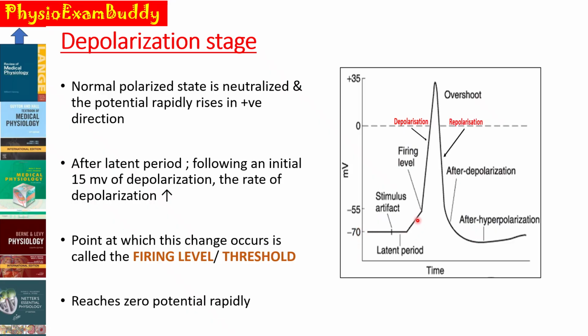The rate of depolarization is basically slow. But after this 15 millivolt, you can see here that the rate of depolarization sharply increases and the point at which this change occurs is known as the firing level or the threshold, and the potential will change from negative to zero very rapidly.